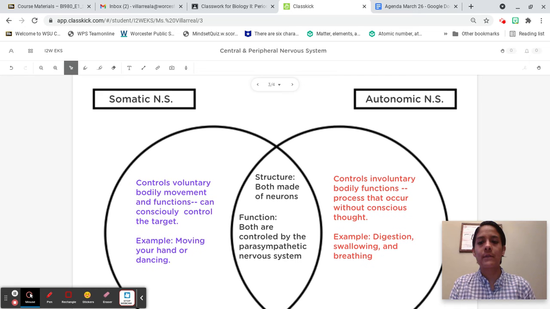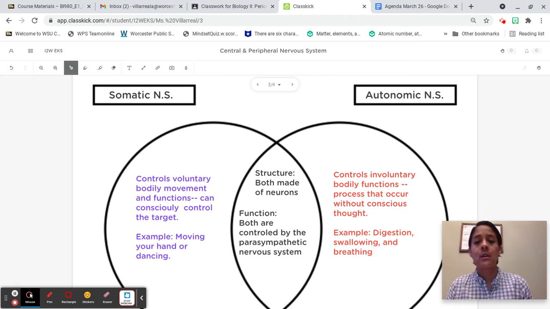For the somatic nervous system versus autonomic, again, they have very similar structures, but what are the differences in their functions? What are they controlling? And also giving an example of each.